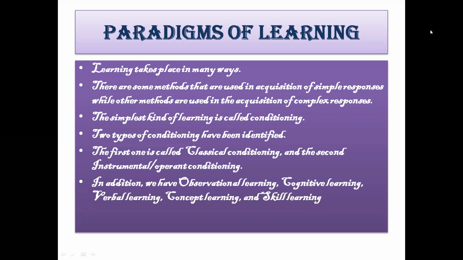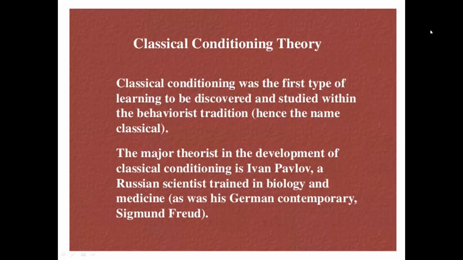Learning takes place in many ways. There are some methods which are used in the acquisition of simple responses, whereas there are other methods which are used in the acquisition of complex responses. The simplest kind of learning is called conditioning. Two types of conditioning have been identified. The first one is called classical conditioning and the second instrumental conditioning. In addition, we have observational learning, cognitive learning, verbal learning, concept learning, and skill learning.